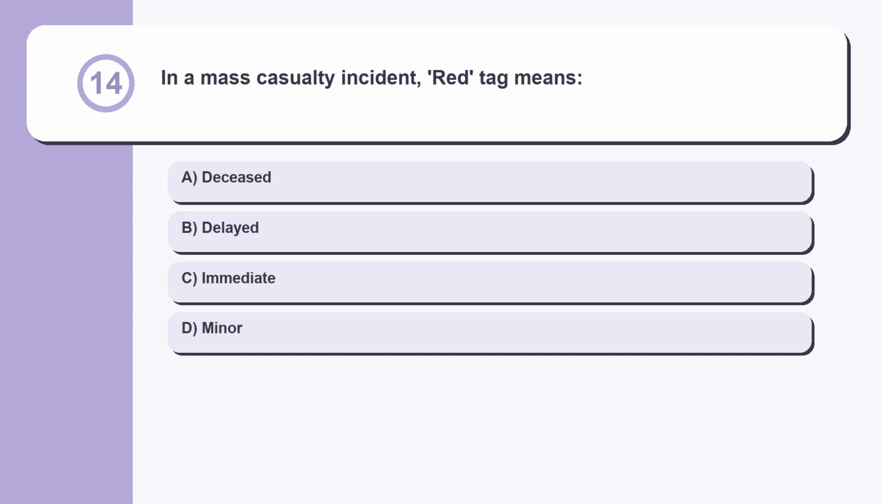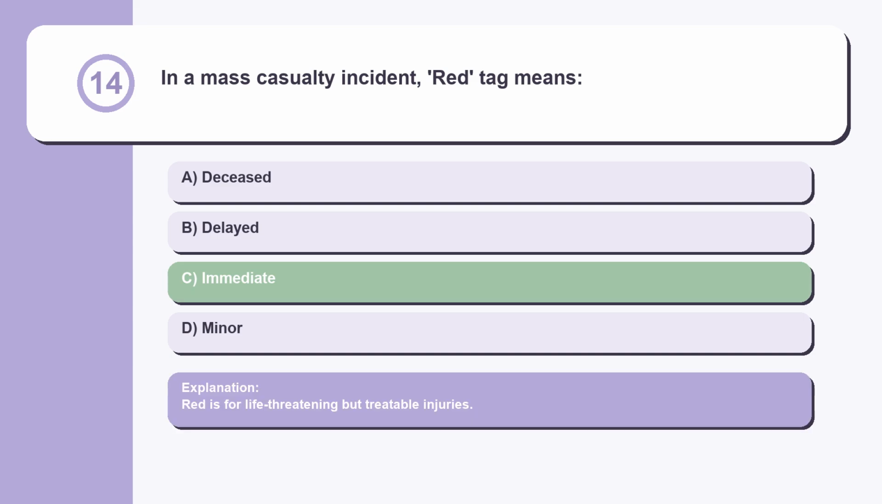Question 14. In a mass casualty incident, red tag means: deceased, delayed, immediate, minor. Red is for life-threatening but treatable injuries.